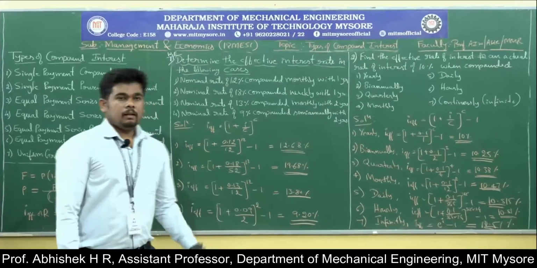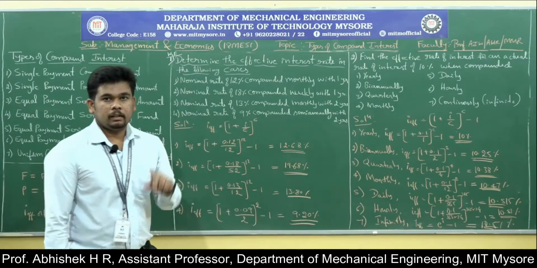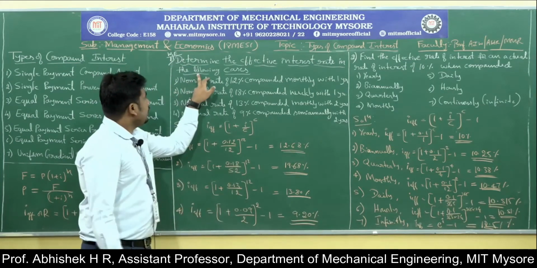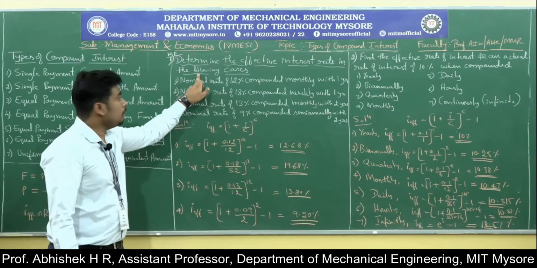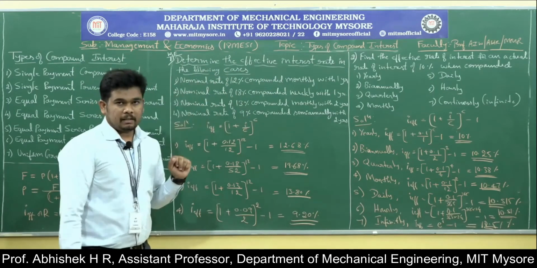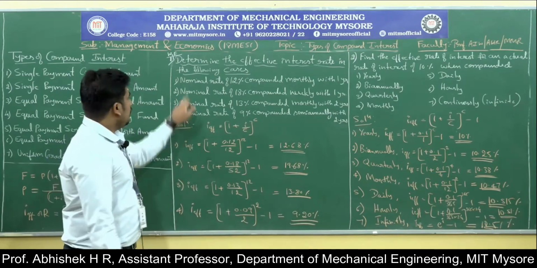Okay, now we'll see some of the worked examples under two conditions, that is type 1 and type 2 of compound interest. So based on that, we have a first worked example. Determine the effective interest rate in the following cases. So we need to calculate the effective rate of interest.